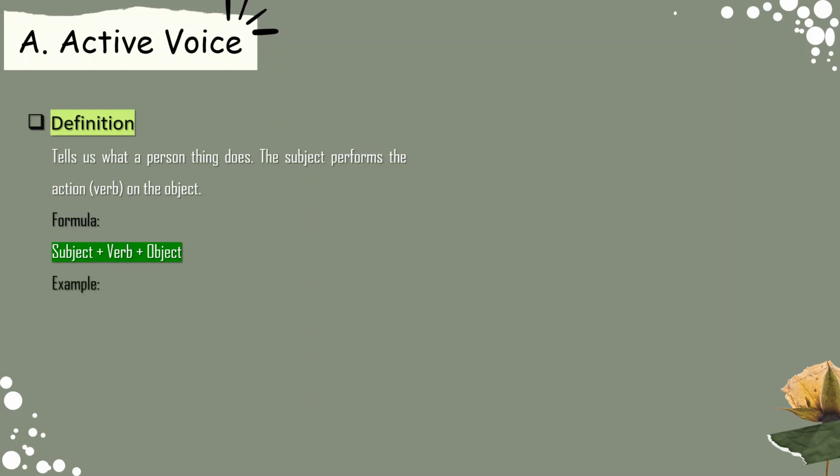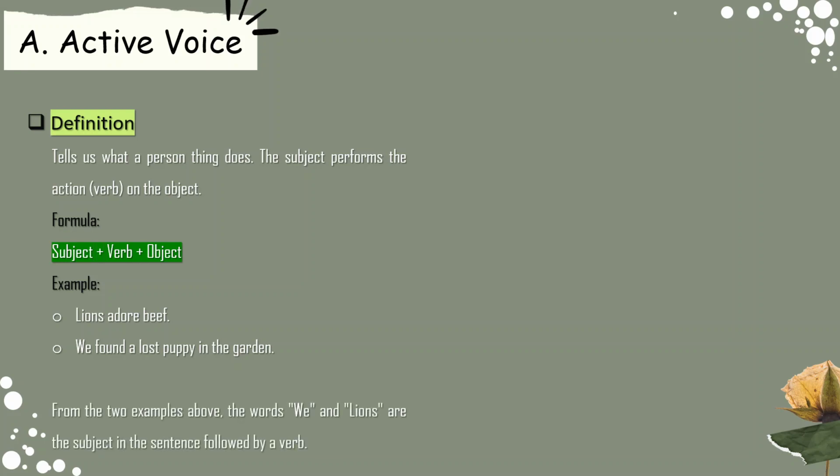And the examples. The first example is: lions adore beef. The second example: we found a lost puppy in the garden. From the 2 examples above, the words we and lions are the subject in the sentence, followed by a verb.